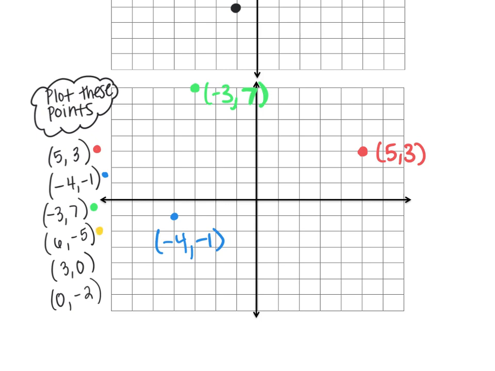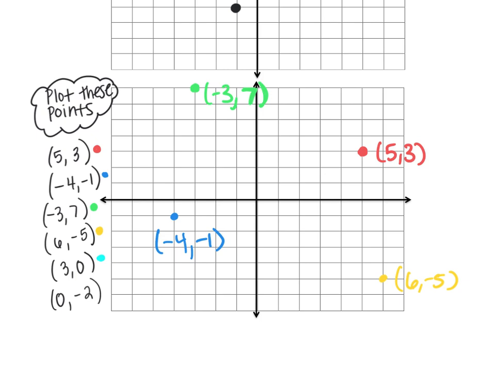So the next point is (6, -5). You want to go 6 in the positive direction for your x, which is to the right. 6, and then you're going to go down because it's negative for your y. So 1, 2, 3, 4, 5. So there would be the point (6, -5). Okay. The next one is (3, 0).